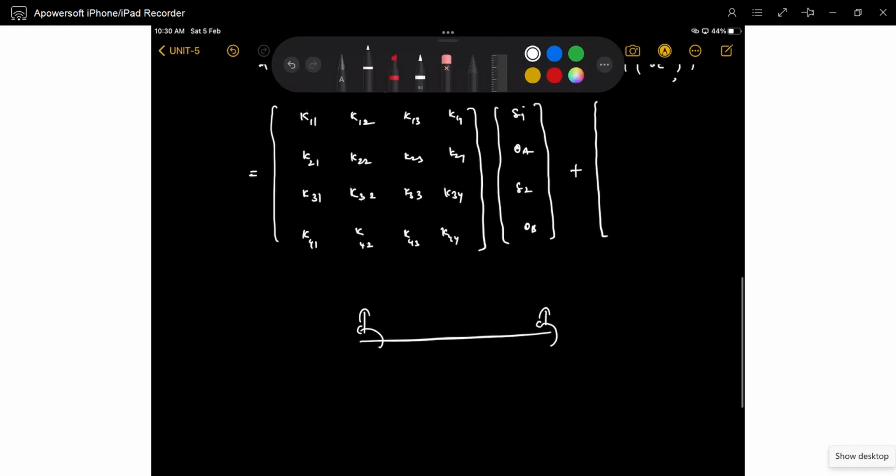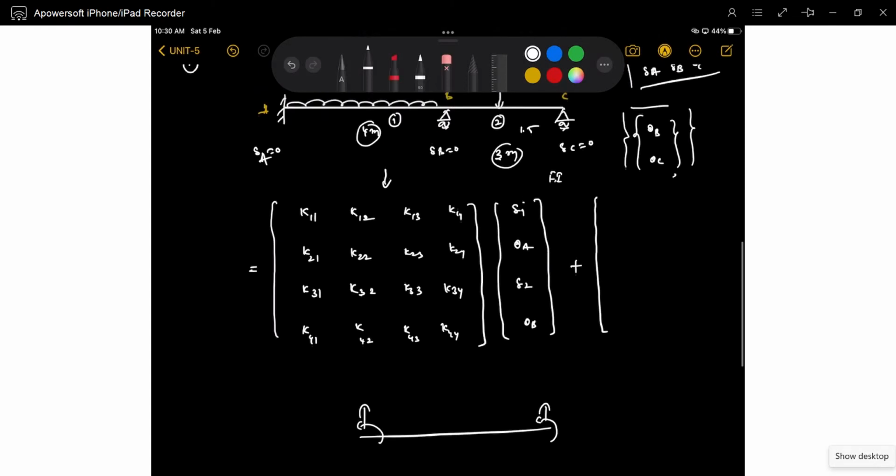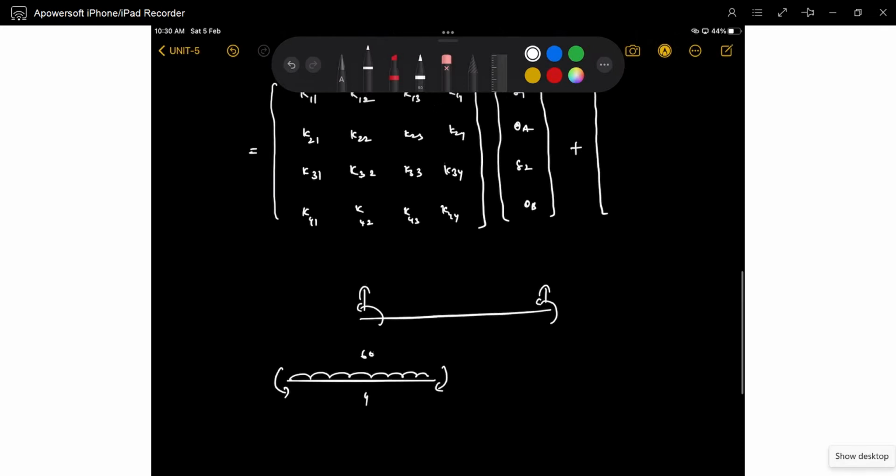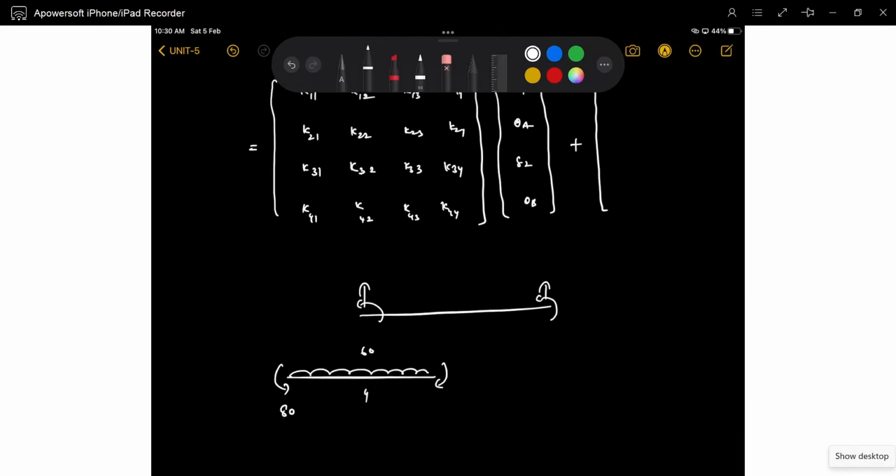So what are those values? Can you say it? First one is 60. What is that value? WL square by 12. This value is 80, and this value is also 80. And again, this is 100. This value is WL by 4, 100 by 3 into 4. Then 100, 3 by 8, WL by 8.